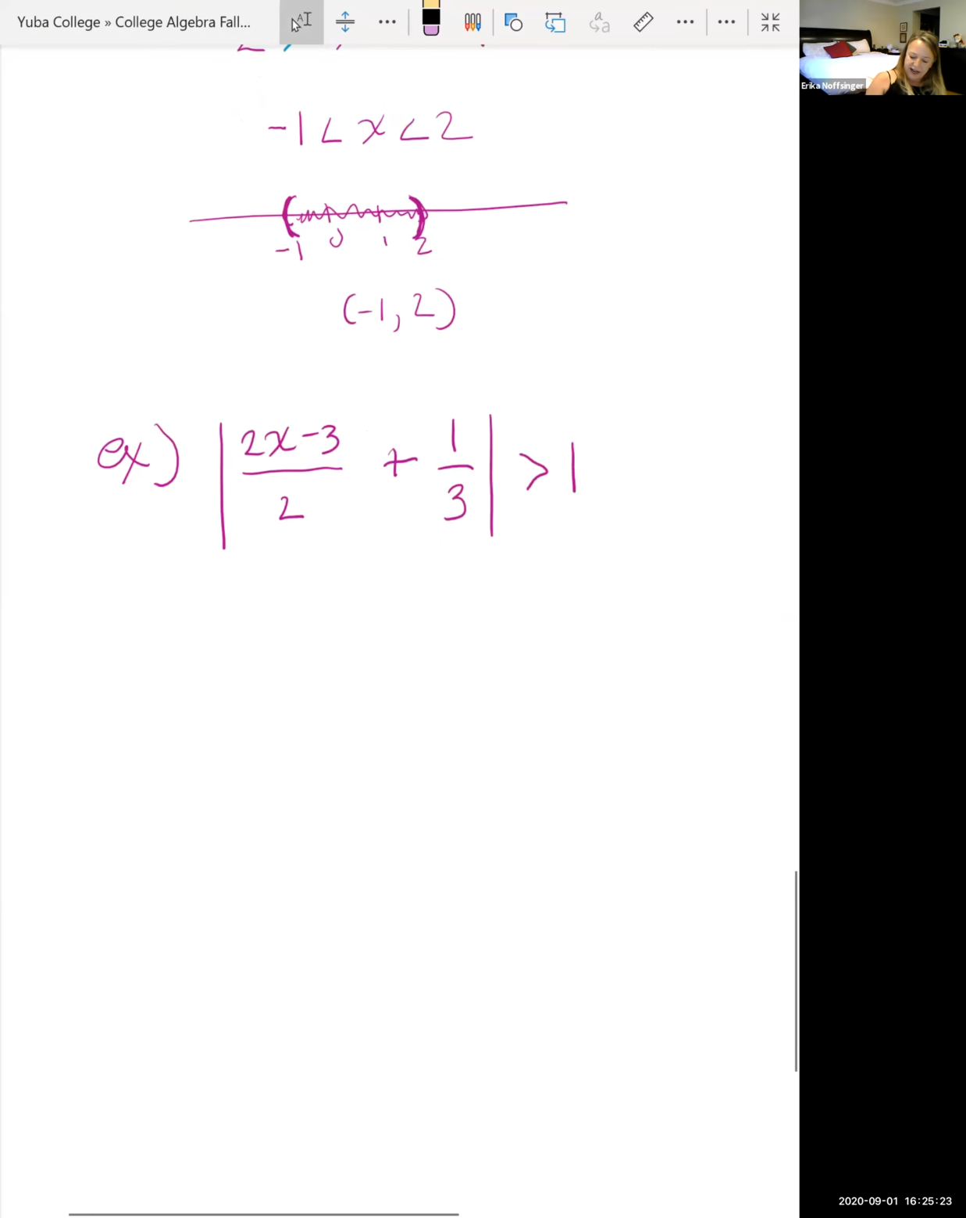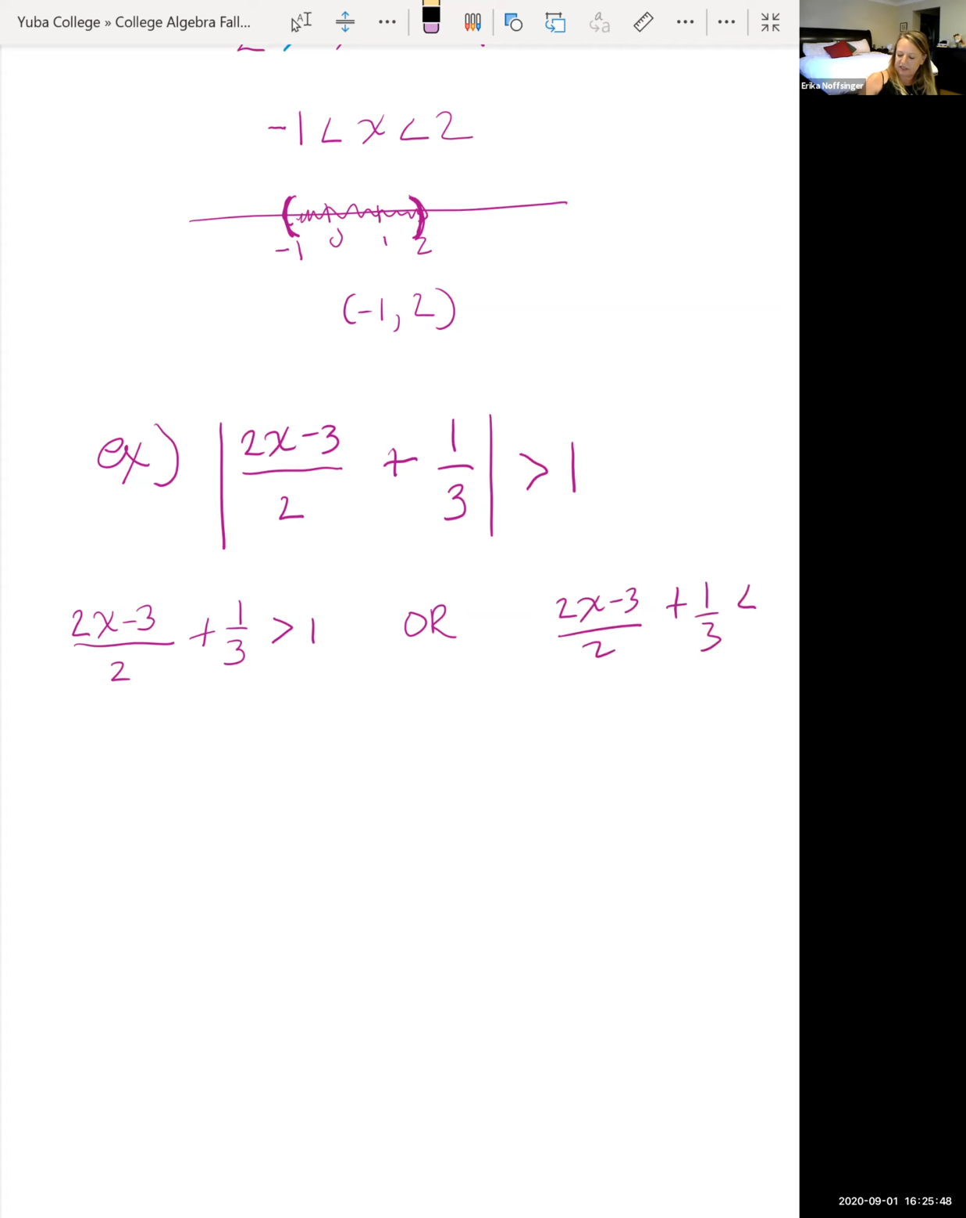So we're going to rewrite it as what was inside the absolute value, 2x minus 3 all over 2, and then plus the 1/3 is greater than 1. Or we have the fact that take what's inside the absolute value, 2x minus 3 all over 2 plus 1/3 is less than the negative of this side, negative 1.